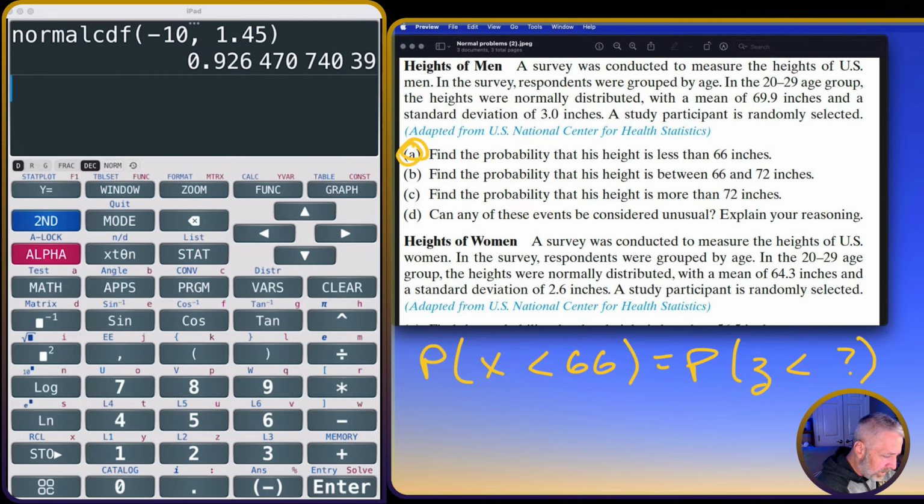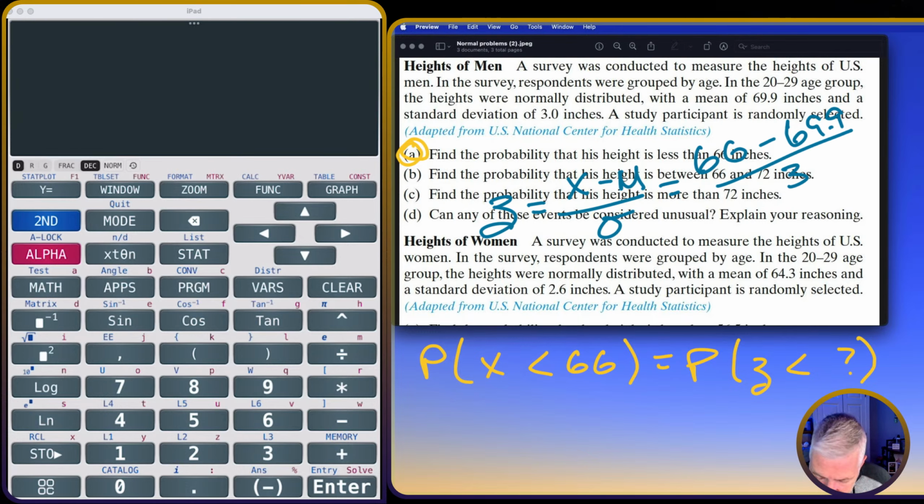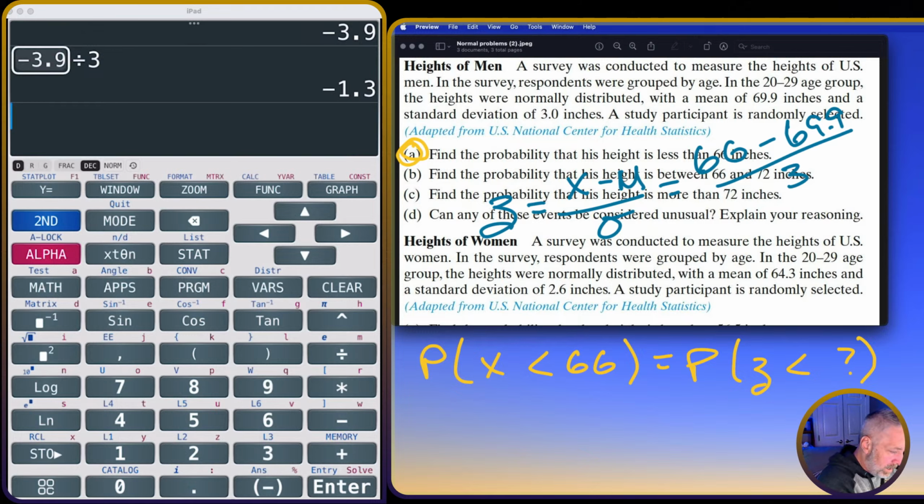So we're going to transform it as follows, just like we did before. I'll put it up here. The z-score is equal to x, subtract the mean, divided by the standard deviation. The x value we're looking at is 66. Subtract the mean, which was 69.9, divided by 3. Okay. 66 subtract 69.9, divided by 3 equals negative 1.3. Okay. So what we're looking at down here is what I say it was, negative 1.3. So there we go. So now this is what we're working with.